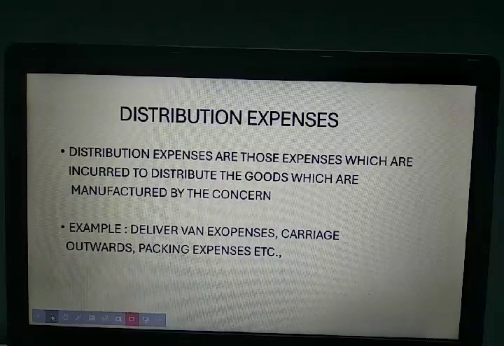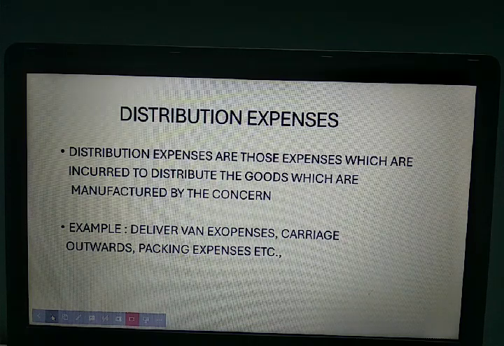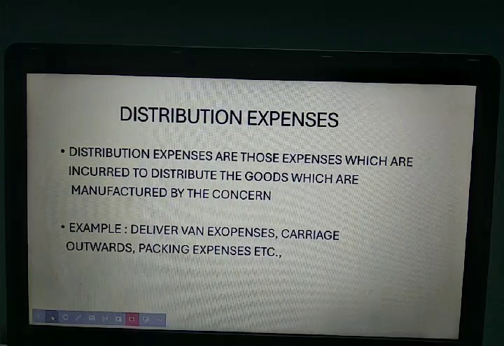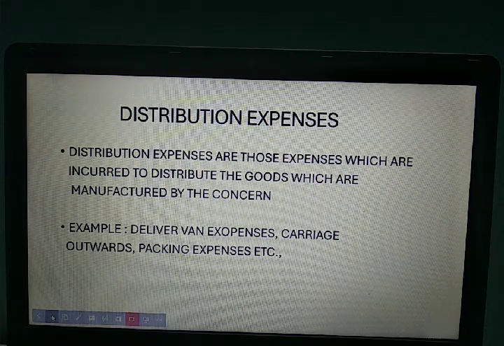Now distribution expenses. You see that selling and distribution come under one broad head, but distribution expenses are different from selling expenses. Distribution expenses are those incurred to distribute the goods manufactured by the concern. For example, your production is one point, and your distribution point is another. Suppose your factory is outside the state; after placing the order, you cannot directly bring the material from there.